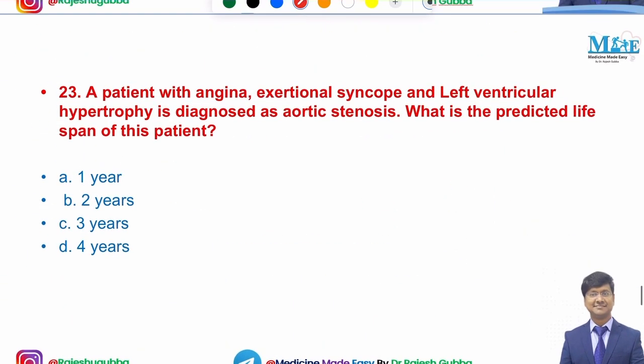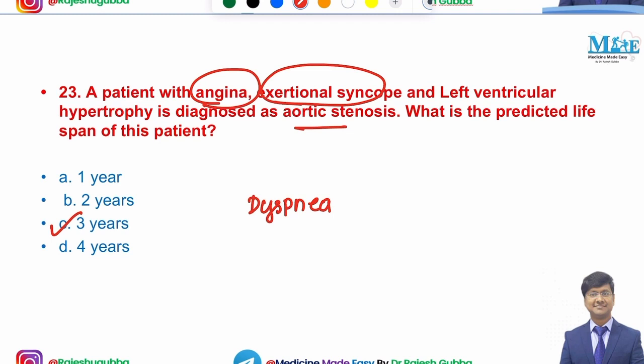A patient with angina, exertional syncope, left ventricular hypertrophy is diagnosed to have aortic stenosis. What is the predicted lifespan of this patient? 1, 2, 3 and 4 years. So in an individual with angina as well as exertional syncopal attacks, the predicted lifespan is nearly around 3 years, right? Whereas if the patient is having dyspnea, then the predicted lifespan is just 2 years. And if the patient is having congestive heart failure, the predicted lifespan is around 1.5 years. Okay, so the answer in this question is C, that is 3 years. Next.